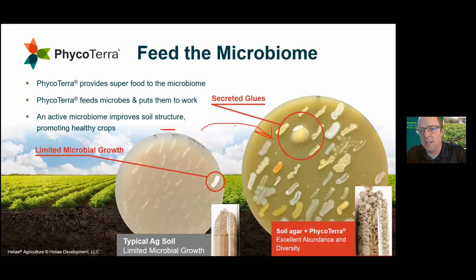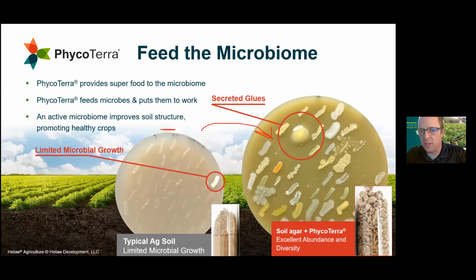And so add the PhycoTerra to it and wake up that abundance and diversity, and then start to use those microbes. They like to secrete glues. The fungi tie particles together. Fungi also secrete a glue called glomalin, helps to stick your soil particles back together. When you have a functional microbiome, you get those benefits. You get the glues, you get the nets. And that, of course, gives you an ability to start influencing your soil health.